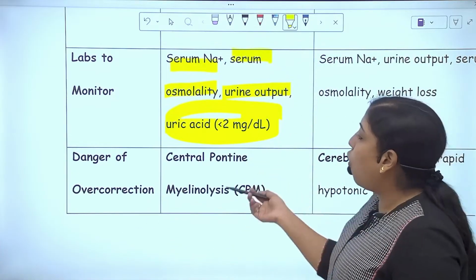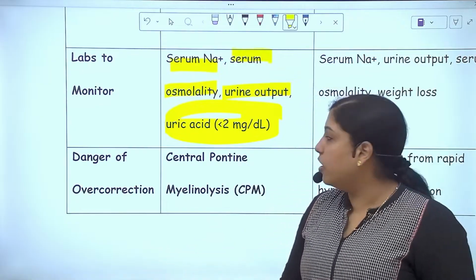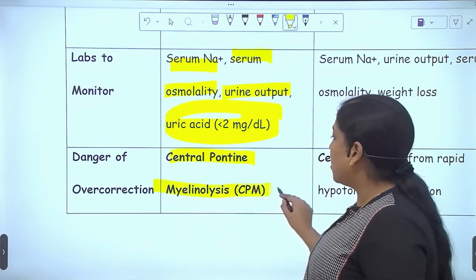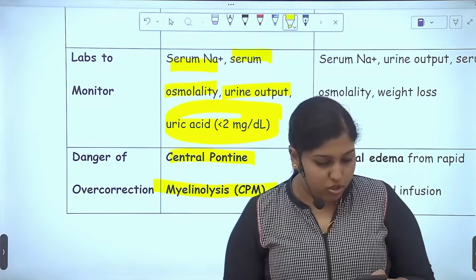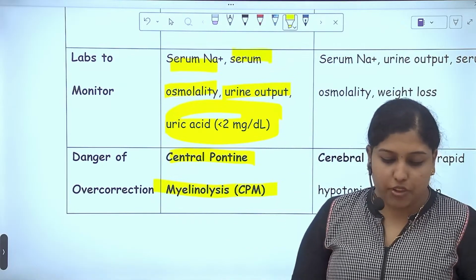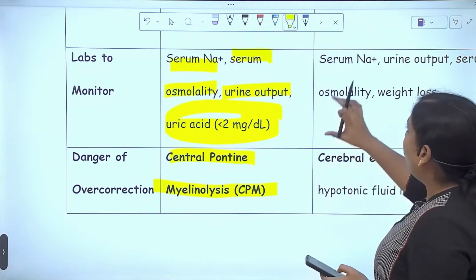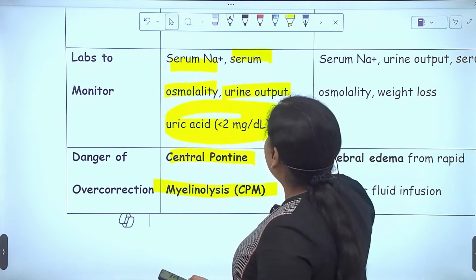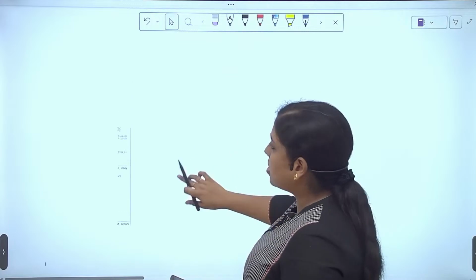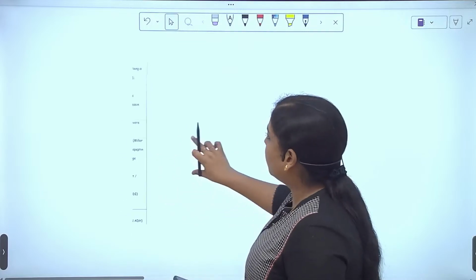The danger of overcorrection of sodium will lead to central pontine myelinosis. Central pontine myelinosis is also a very important point you have to remember. Now we will talk about diabetes insipidus, then we will discuss MCQs.